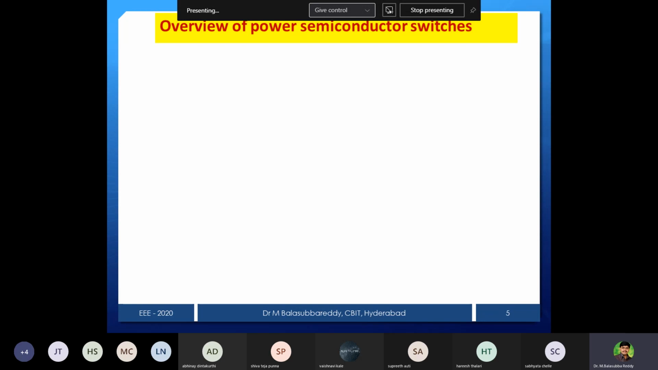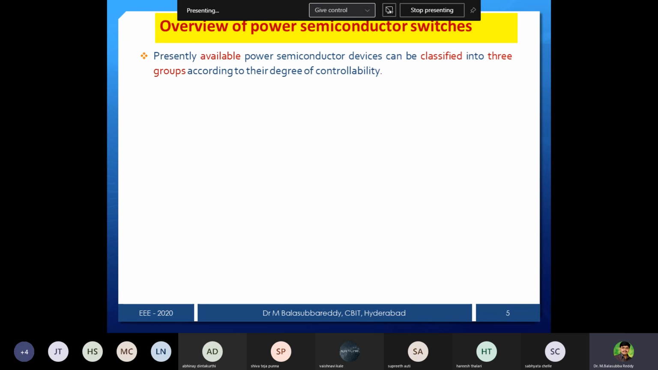Now we can see the introduction. Power semiconductor devices can be classified into three groups. One is the degree of controllability. The controllability will differ: Thyristor is different, BJT is different, MOSFET is different. Like that, we have different strategies. That's why we divided them.